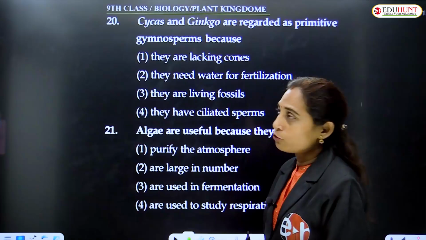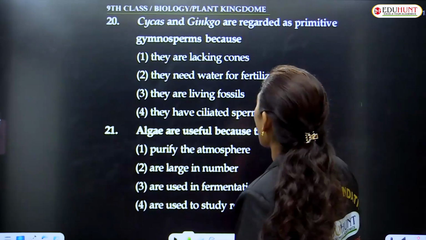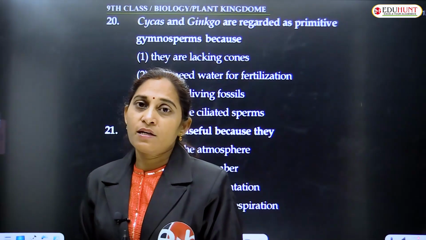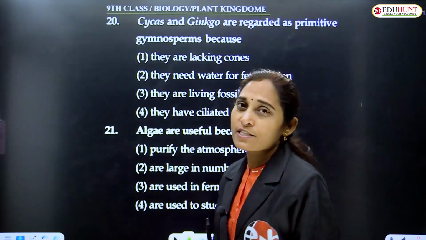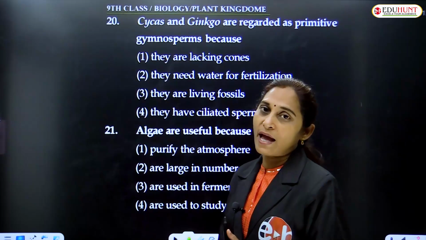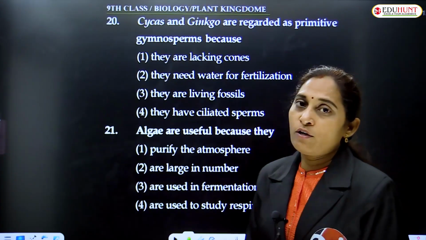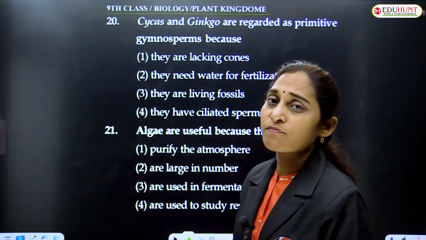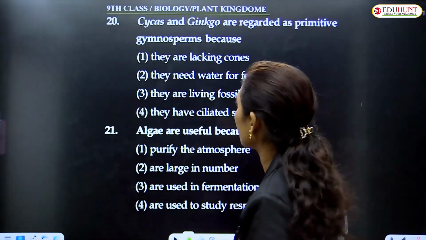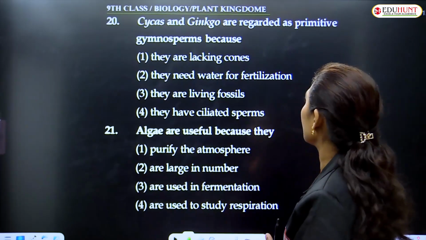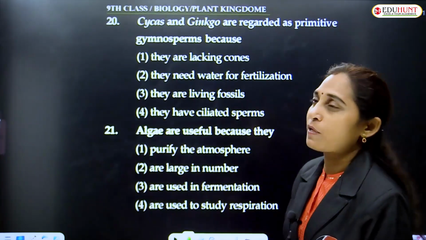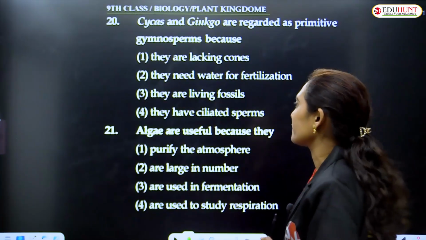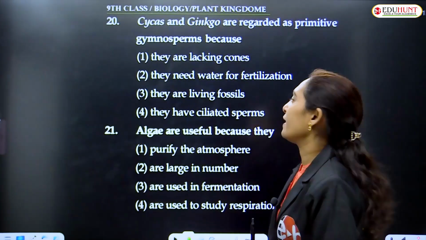Cycas and ginkgo, both are gymnosperms. Actually, I have to explain the gymnosperms, and these must be answered after explanation of the gymnosperm characteristics. Anyway, you will know in the next video the characteristic features of gymnosperms. Cycas and ginkgo are regarded as primitive gymnosperms because they are lacking cones, they need water for fertilization, they are living fossils, and they have ciliated sperms.